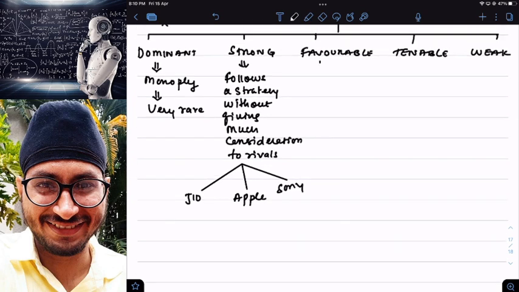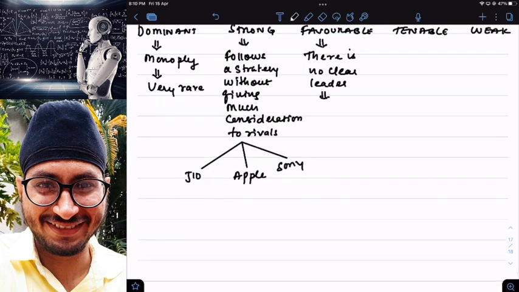Then we have favorable. Sir, favorable means an industry where there is no clear leader. In simple words, the industry is fragmented. Fragmented means everyone is equally preferred.